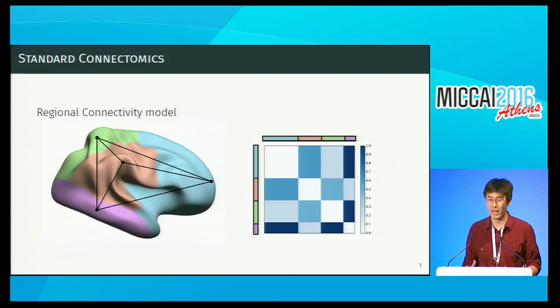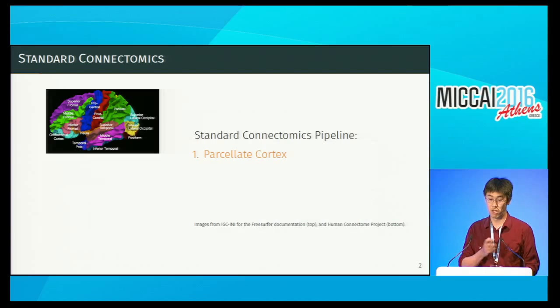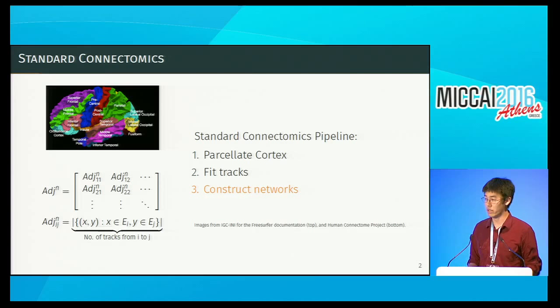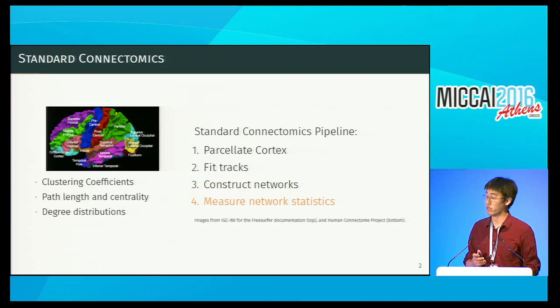Based on this model, we can actually give a standard pipeline that looks like this. First, we'll parcellate the cortex, fit some tracks, construct our networks. Usually we count track endpoints between two different regions, but we can also weight them by FA or something. And then measure network statistics. And after that, we publish a lot.